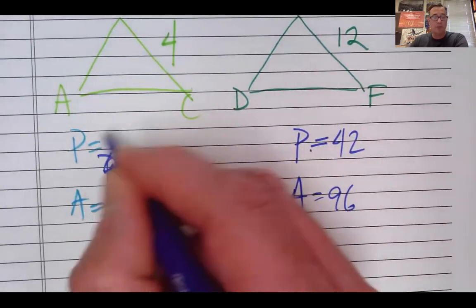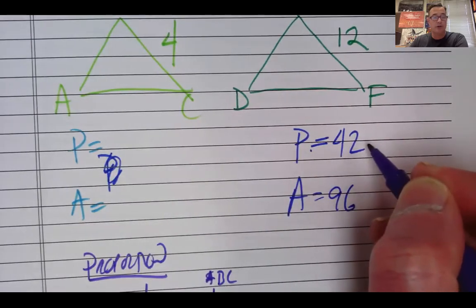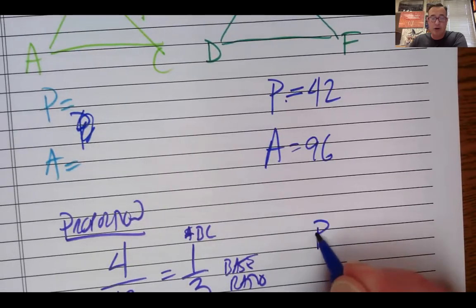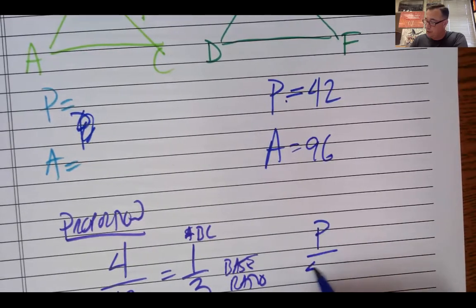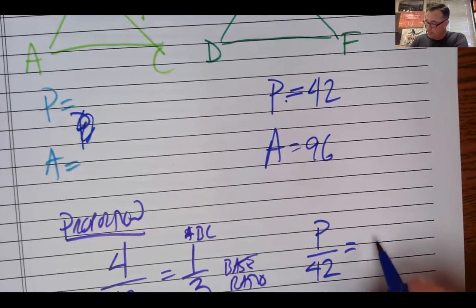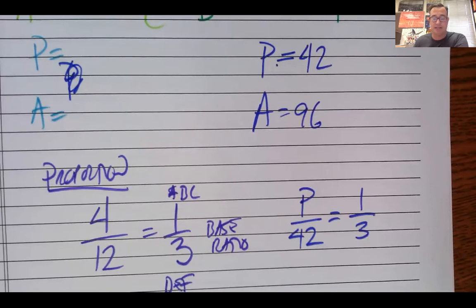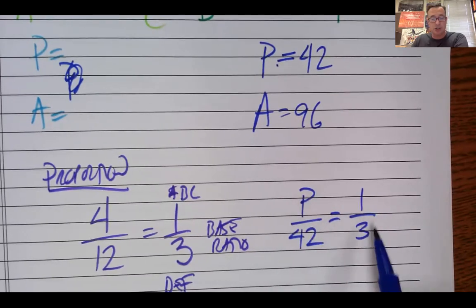We don't know our perimeter for this one, but we do know our perimeter here. So if I'm going to set up a proportion to solve it, what I can say is that the perimeter of ABC over 42 is equal to 1 to 3. You guys kind of with me in terms of how I set that up? Because this is small to large, this is small to large, so I can set this up as a proportion.